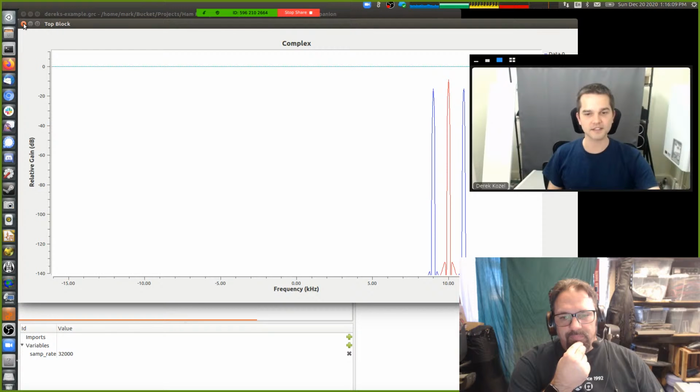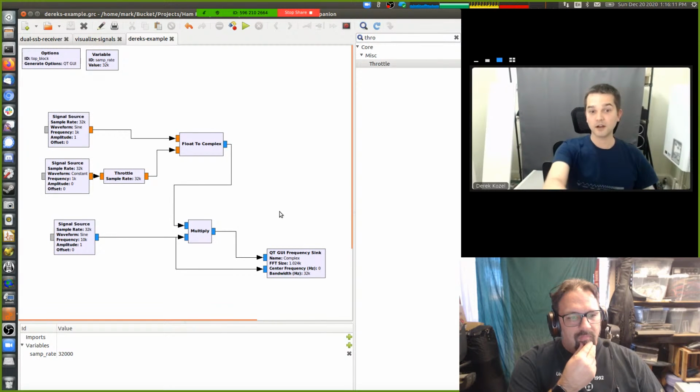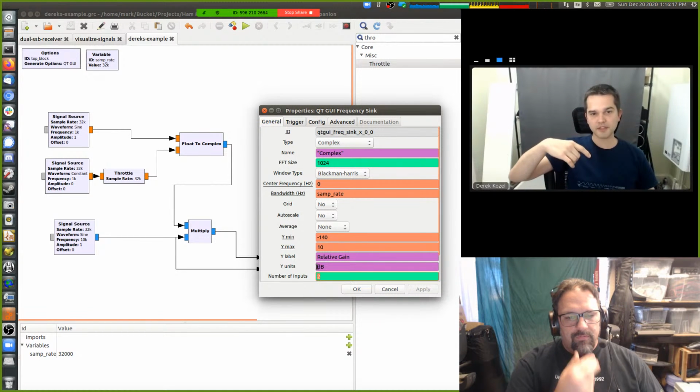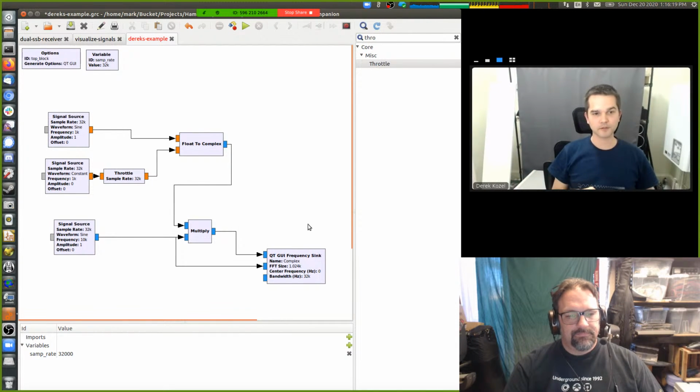So let's close this. Open up the frequency sync and give it a third input, and grab the output of float to complex. Okay. If I were doing this for reals, I would make this less ugly.